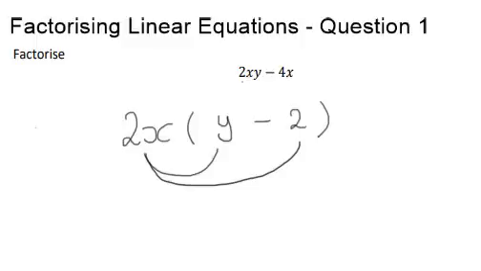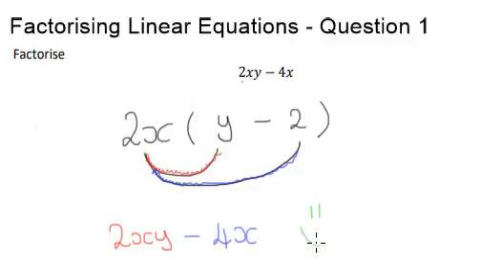Okay, the last thing we need to do is just double check that we've done this correctly. So let's do this by expanding the brackets. So 2x times by y gives me 2xy. Okay, and then next, if I did 2x times by minus 2, that gives me minus 4x. Brilliant, okay? So I'm happy because I've got my equation again when I've expanded.